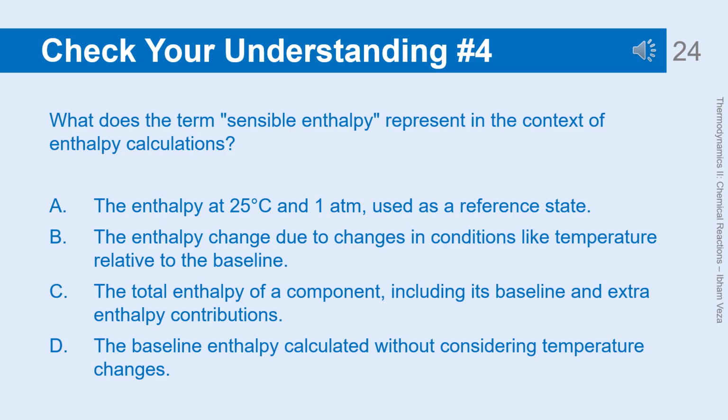Incorrect, because this describes the standard enthalpy, not sensible enthalpy. C. The total enthalpy of a component, including its baseline and extra enthalpy contributions. Incorrect, because total enthalpy encompasses both the standard and sensible enthalpy, not just the change due to conditions. D. The baseline enthalpy calculated without considering temperature changes. Incorrect, because this also describes standard enthalpy, not the sensible enthalpy.